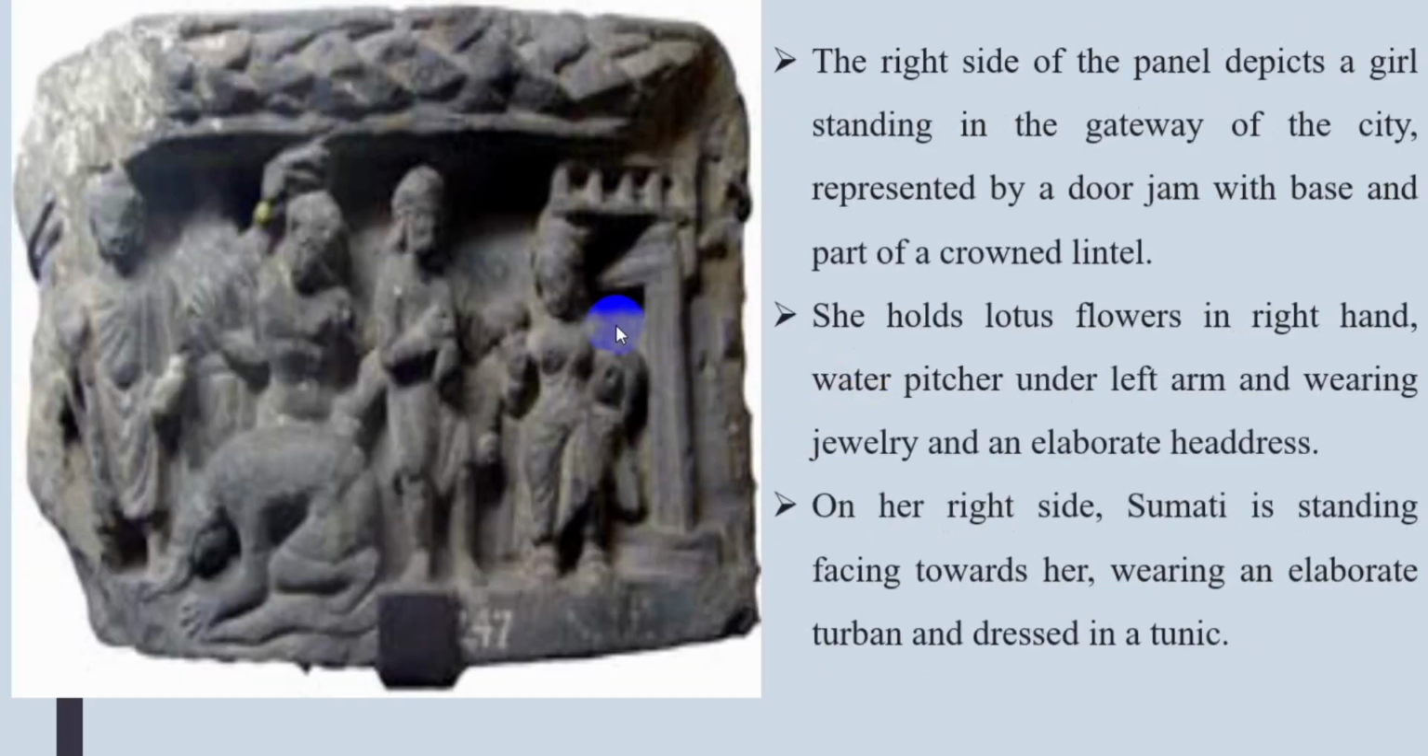This is the panel that shows the story of the Dipankara Jataka. The right side of the panel depicts a girl standing in the gateway of the city, and she is represented by a door jamb with base and part of a crowned lintel. She holds flowers in her right hand and a water pitcher under her left arm, and wears jewelry and an elaborate headdress over her head.